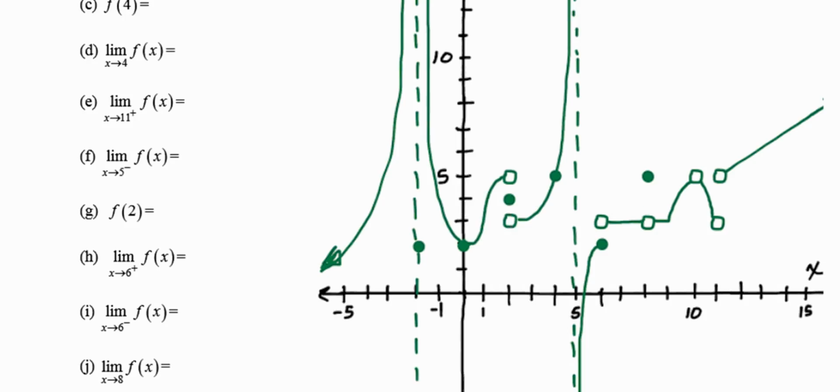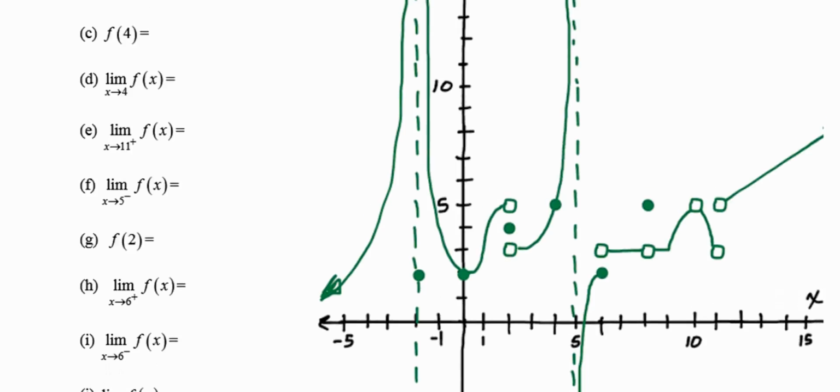All right, the next one, f of 4. Ignore what's happening around 4 and just look at the function value. Again, we have a 5. Now, what's the limit as x approaches 4 from both sides? Get closer and closer to 4. What's it approaching? It looks like it's approaching 5. Okay, we have 11 from the right side. So go to the right side of 11. What does it look like it's approaching? It looks like it's approaching 5. And no, not all the answers are 5.